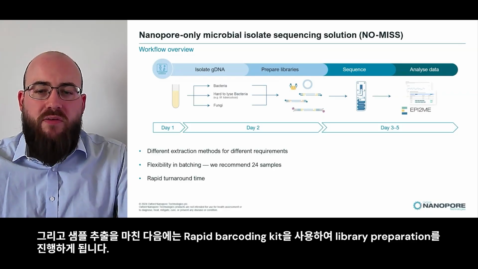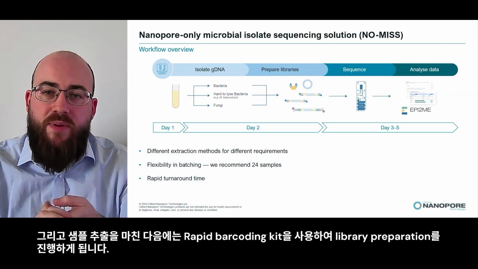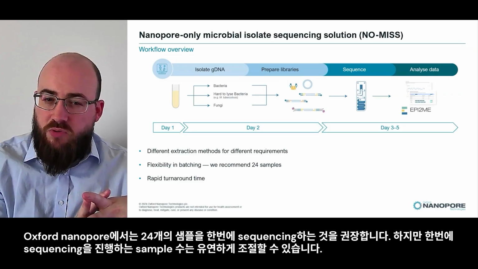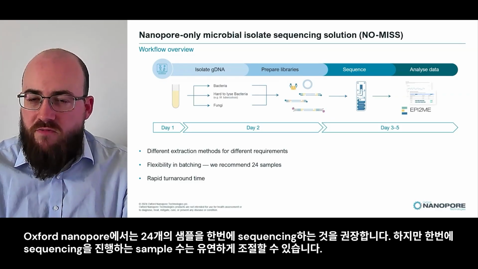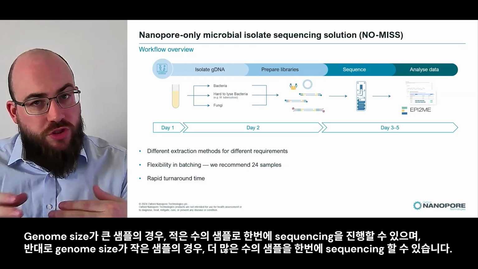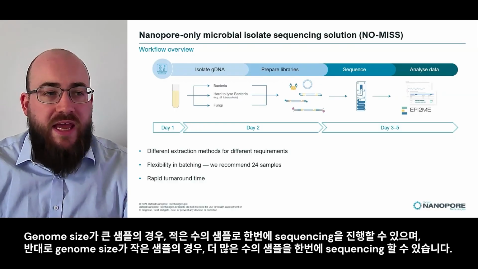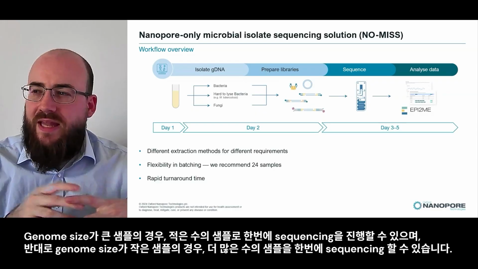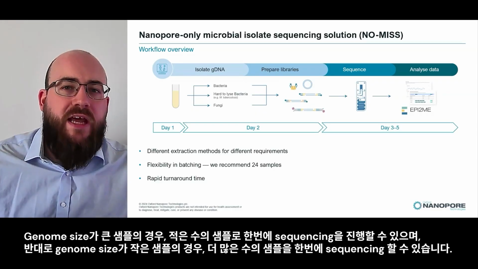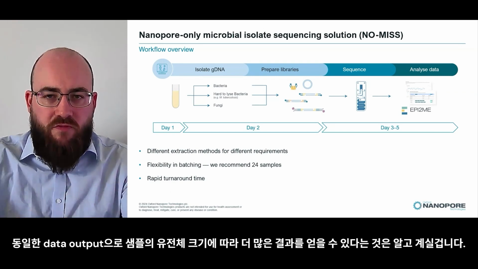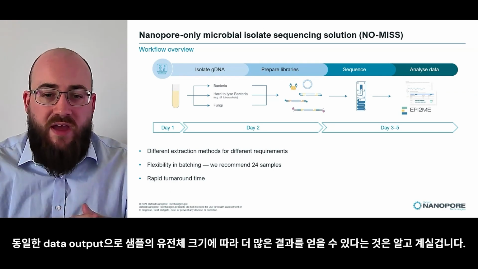We're going to talk about sequencing using the rapid barcoding kit for our library preparation. For this, we're going to recommend putting 24 samples on a run, but that's flexible. You can do fewer if you need to do fewer. Or alternatively, you could do more. If you know what organism you're working with, let's say you know you've got a smaller than average genome size, you know that the same amount of data is going to go further for you. So you can up that.